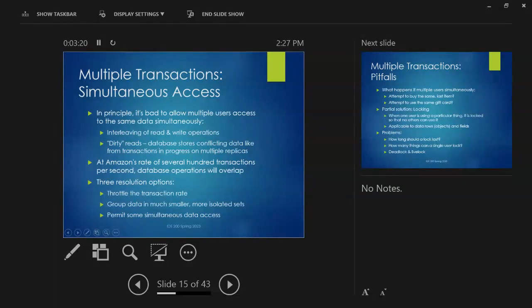Finally, in some cases, you might permit some simultaneous data access. Now, we've said here, in principle, it's bad to allow simultaneous access, right? It's bad to break isolation. But we also know that operations like Facebook have eventual consistency, right? Remember eventual consistency? So they don't always insist on all the ACID properties, including isolation. So what would allow a situation where permitting simultaneous access would not be a big problem?